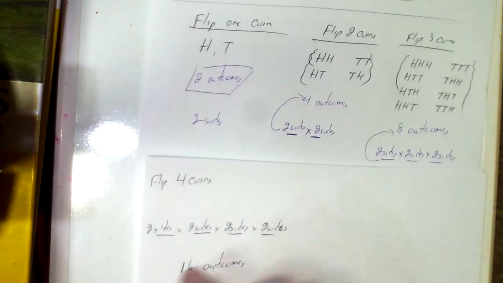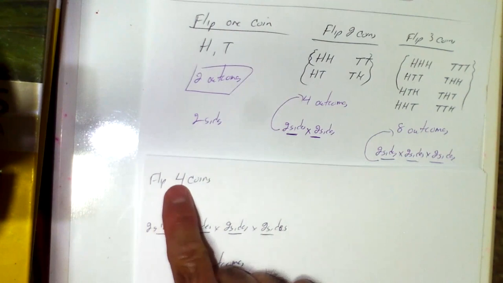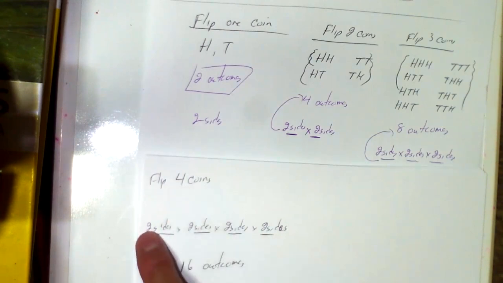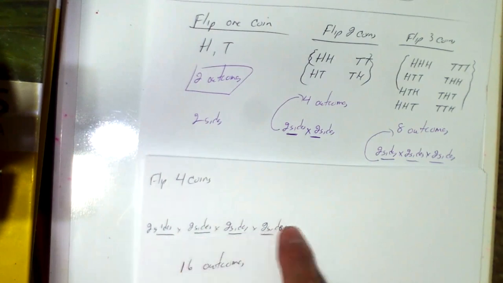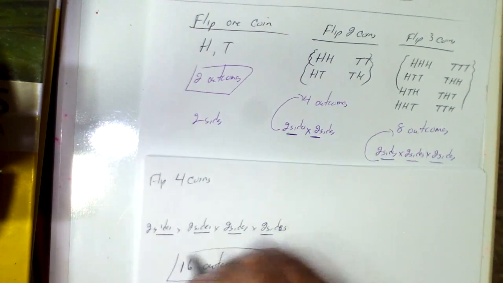right? So what you're doing is you're multiplying the amount of items that you have times the amount of sides or options that you have per item. In this case, each of those 4 coins has 2 sides, when you multiply them, and that's how you get the number of outcomes.